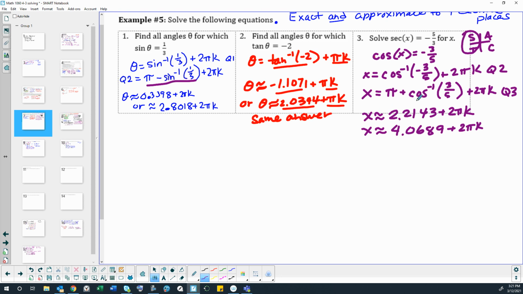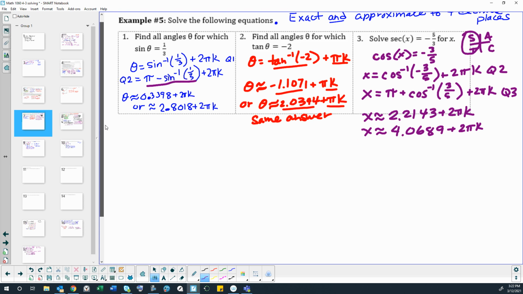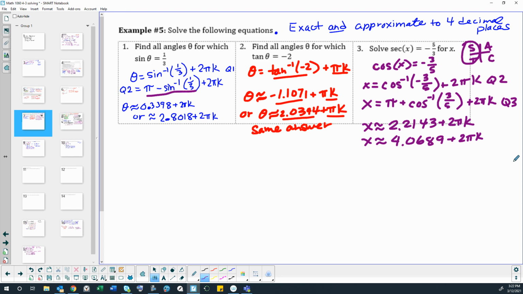So we have exact answers, we have approximate answers, and we've talked about this. Sometimes we just do answers from 0 to 2 pi, and we don't even bother with putting the 2 pi k at the end of our final answer. However, it's very good to get in the habit of doing that just in case you need to make sure you have all possible answers before you say, hey, these are my final answers between 0 and 2 pi. All right, that's it.